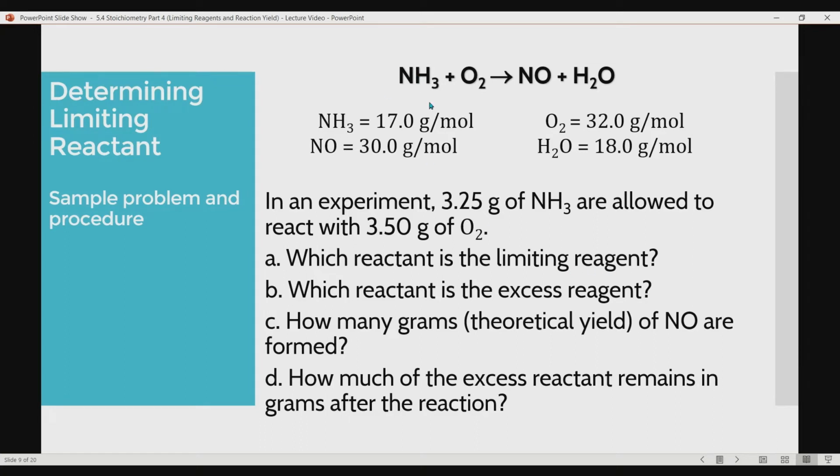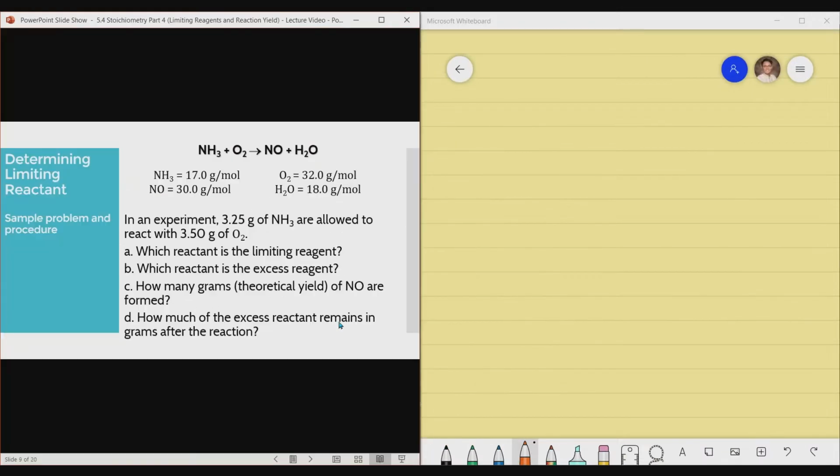So, between NH3 and O2, alin daw dyan ang limiting? Which reactant is the excess? So, alin daw ang excess sa dalawa? How many grams, or the theoretical yield, of NO are formed? How much of the excess reactant remains in grams after the reaction? So let me explain on how this is done.